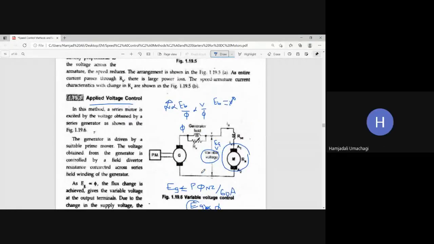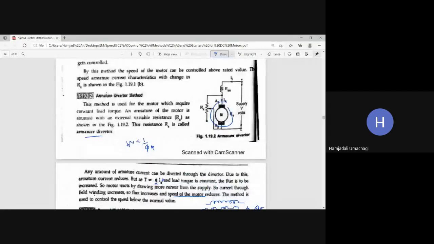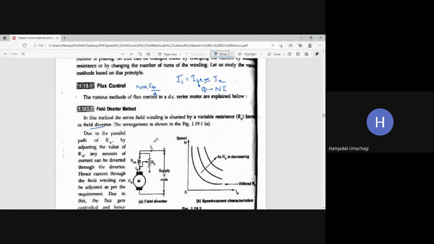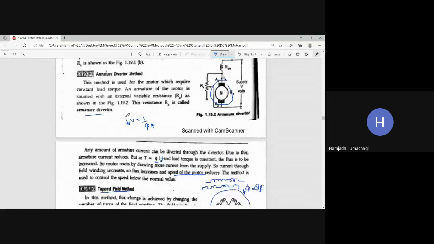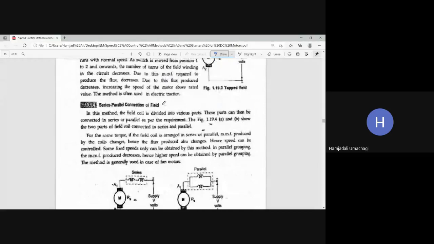Yes, sir. So these are the speed controlling methods for the DC series motor. The first one is the flux control method. Again, in that flux control method, there are four types. One is the field diverter method. The second one is the armature diverter method. The third one is the tapped field method. Then the fourth one is the series-parallel connection of the field. All these four fall under the category of flux control method.